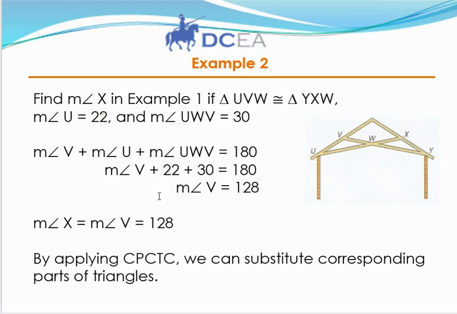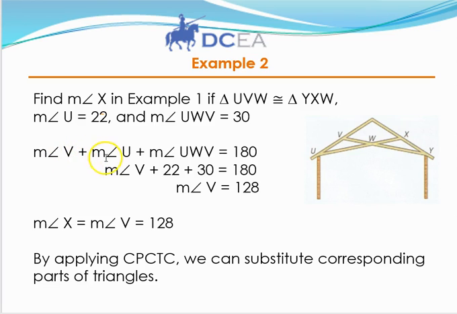Example 2. Find the measure of angle X in example 1 if triangle UVW and triangle YXW are congruent. The measure of angle U is 22, and the measure of angle UWV is 30. So we have one small triangle with 2 angles that they've named. We have a measurement of 22 and a measurement of 30.